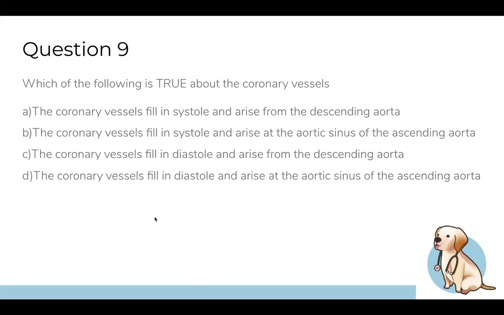Easy. So systole is when it's contracting and diastole is when it's relaxing. With that information, you might be able to answer this question. So do they fill in systole or diastole, and where do your coronary vessels arise from?